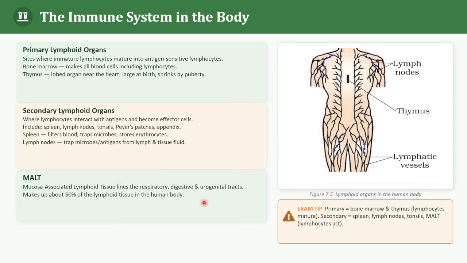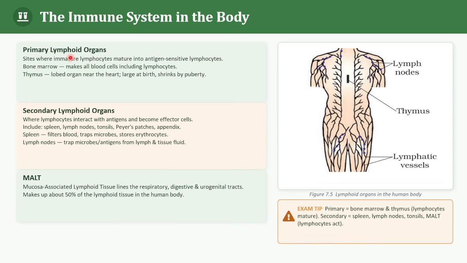Next we are going to see the immune system in the body. Now we have learned how immunity works, but where are all these immune cells produced and where do they work? We have a question, right? For that we need to understand the lymphoid organs. There are two major groups. One is the primary lymphoid organs.